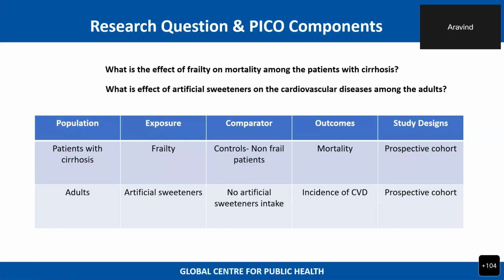Sir, I have a question. Yes. Sir, if the exposure and outcome are the same, like for a case control study and for a cohort study, can I include both types of study in a systematic review or meta analysis? No, you have to give me an example. No. You cannot combine case control and prospective.